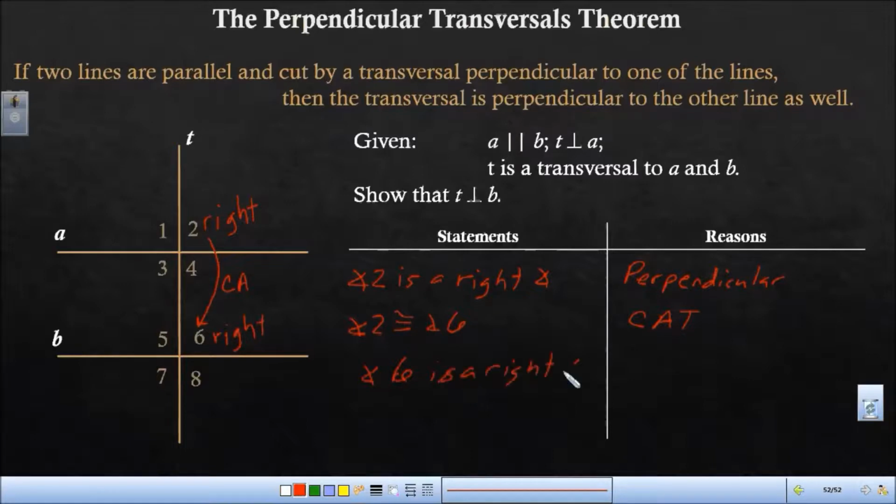Alright, and this is because all right angles are congruent. It's actually the converse of that statement. So if you're congruent to a right angle, you're a right angle, basically. 6 is congruent to a right angle. And then this, in turn, tells us that T is perpendicular to B, because now we have a right angle. That's what it means to be perpendicular.